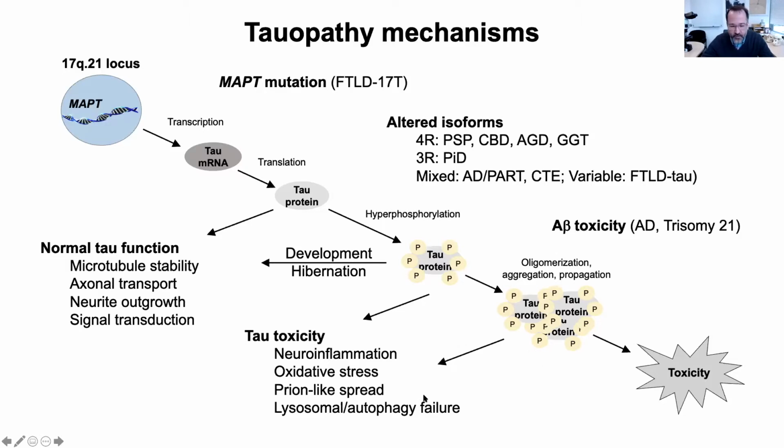This may trigger neuroinflammation, oxidative stress. Things like spread from cell to cell in a prion-like manner are important. There's interest in why the tau aggregates and it doesn't get cleared normally. So this might be failure of the lysosomal or autophagy pathways. In different tauopathies, different levels of this pathway seem to be involved.